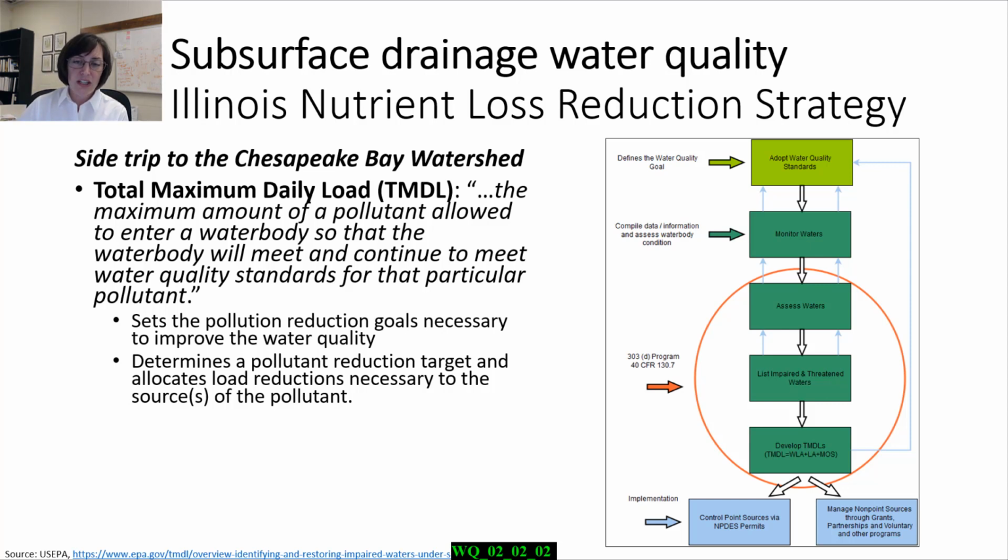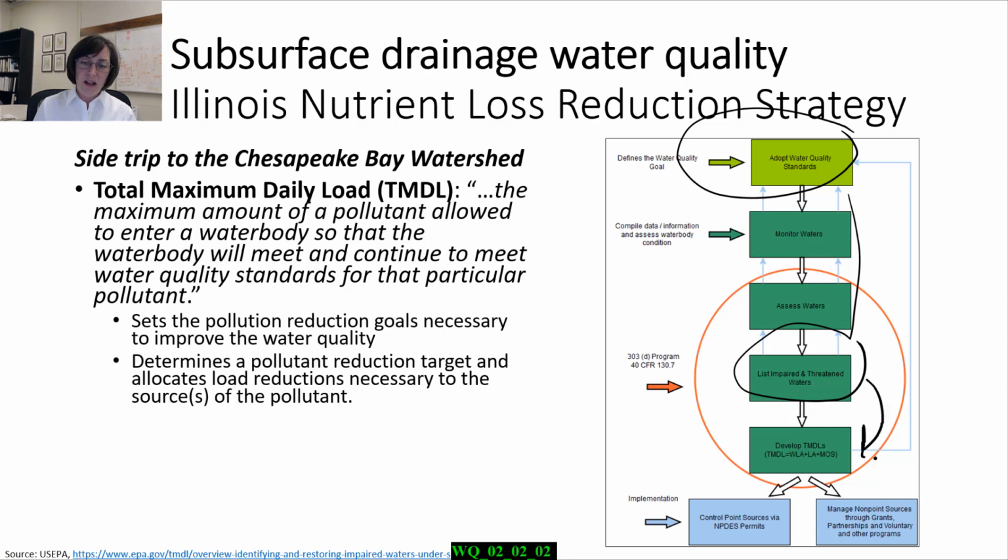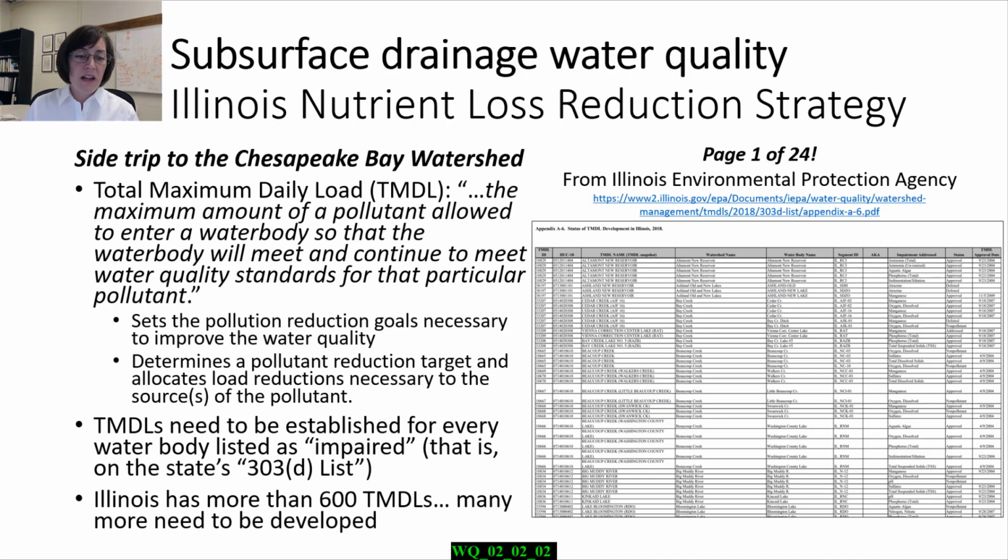You see on the right of the screen the process for developing a TMDL. Not real simple. Starting with adopting your standards, you do some monitoring, the water gets listed as impaired if it fails to meet its water quality standards, and then you develop TMDLs, and there's feedback loops along the way. A TMDL sets the pollution reduction goals necessary to meet the standards. TMDLs need to be established for every water body that's listed as impaired. For example, we have 600 TMDLs set for water bodies in Illinois.